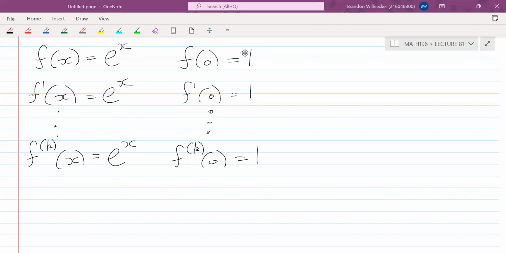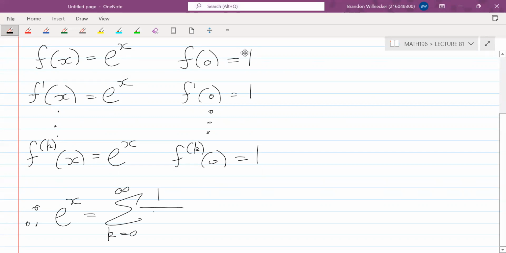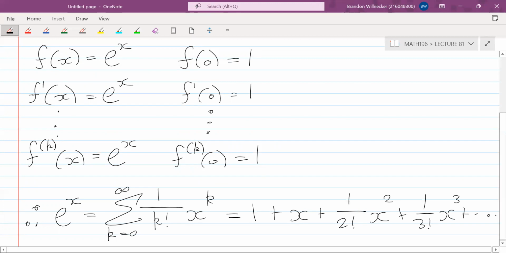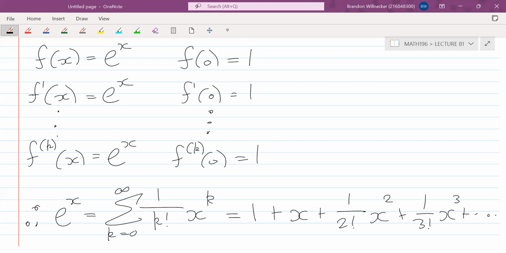So we have e to the x is equal to the sum from k equals 0 to infinity of the kth derivative evaluated at 0, but that's always going to be 1, over k factorial, x to the k. Okay, and if you want to see a couple of these terms, we can write out a few. The 0th term is going to be 1. The first term is going to be x. Then we're going to have 1 over 2 factorial x squared plus 1 over 3 factorial x cubed, and so on. We have infinitely many terms for this expansion of e to the x.